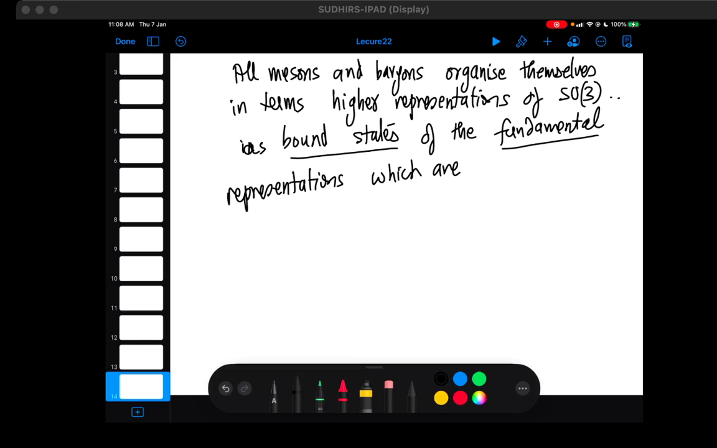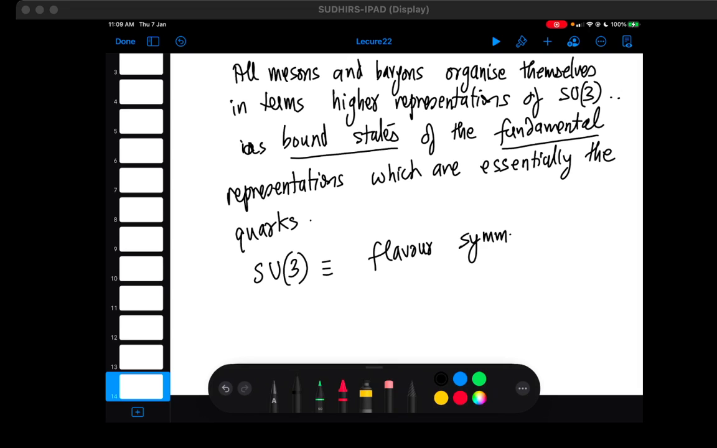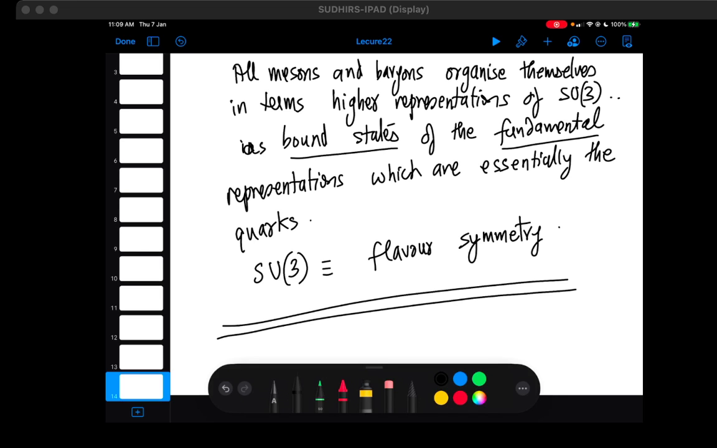The SU(3) symmetry which we see is called the flavor symmetry. To revise, the way we organized this is that we start by assuming that all three quarks have roughly the same mass. Three Dirac fermions having roughly the same mass means that there is some symmetry associated with that, and this symmetry is nothing but the flavor symmetry.